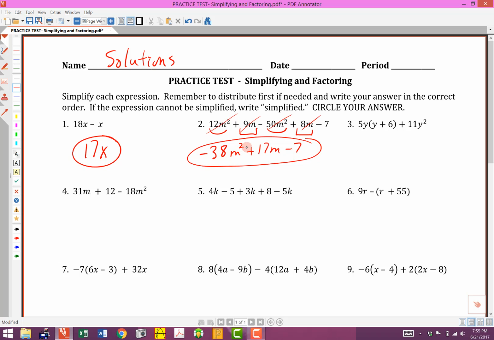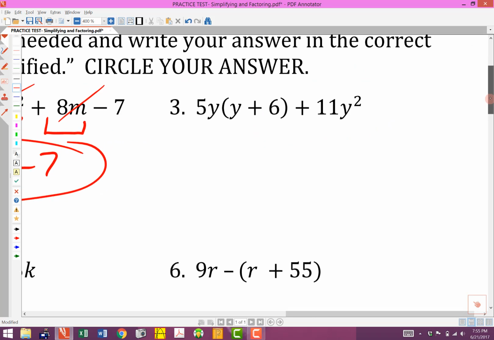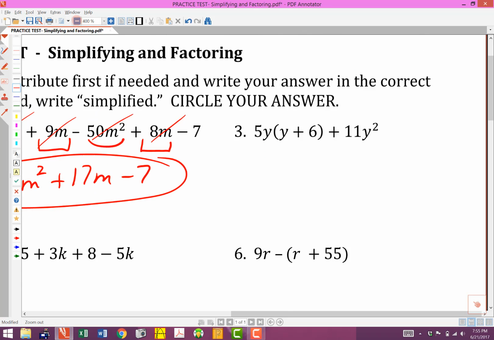Okay, let's take a look at the next one. On this problem here, now we get something that's a little bit more difficult. We have some distributing to do, and we may or may not have some like terms that we can combine. So let's take a look. We've got some distributing. Let's do that first.